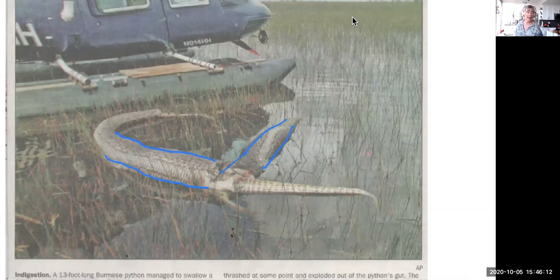The alligator is called the American alligator, and the Florida Everglades is where it evolved, and it's lived there for a very long time. There's only two species of alligator in the world, the American alligator and the Yangtze alligator.